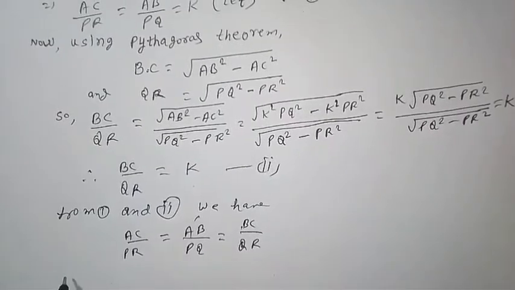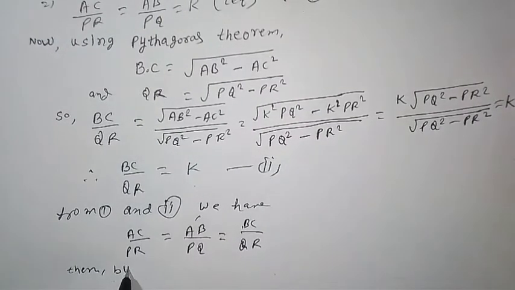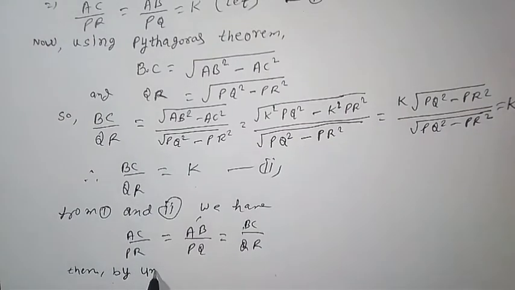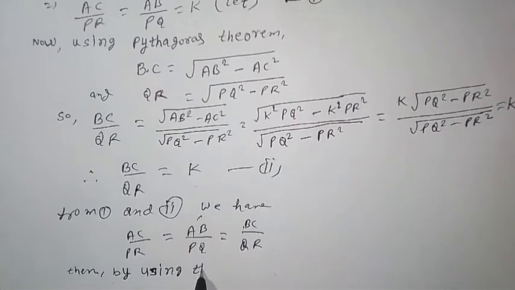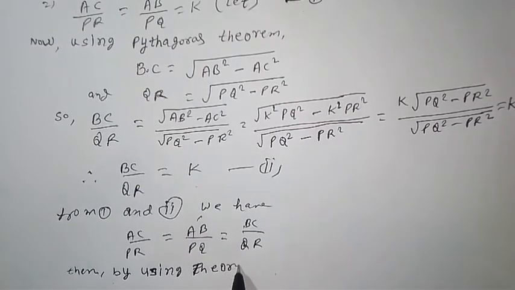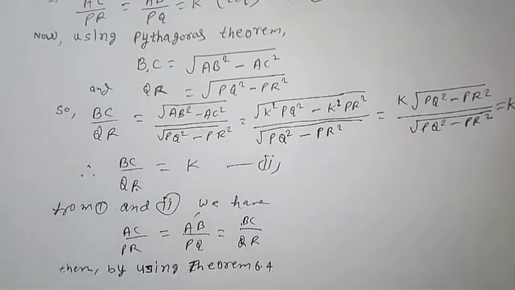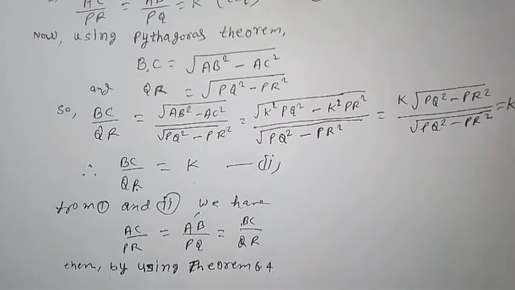Then by using theorem 6.4. Theorem 6.4 says that if the corresponding sides of two triangles are proportional, then their corresponding angles are equal.